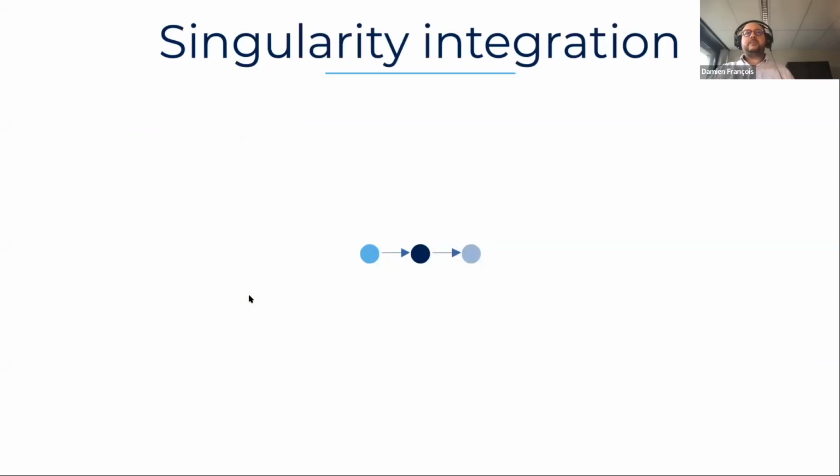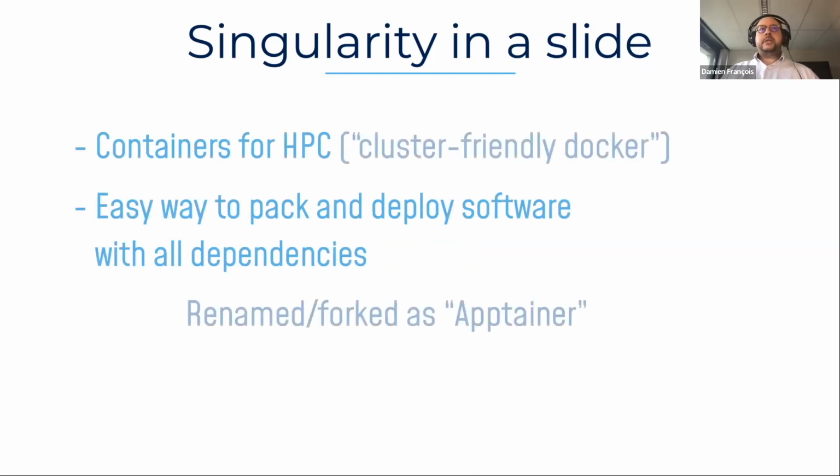So I will not explain Singularity or Apptainer, as it's called now, in detail, because it will be the subject of Olivier's talk tomorrow morning. But basically, it's containers for HPC. So you can see it as a cluster-friendly Docker if you know about Docker. And if you only need to understand one thing about Singularity, it's that it's an easy way to pack and deploy software with all dependencies.